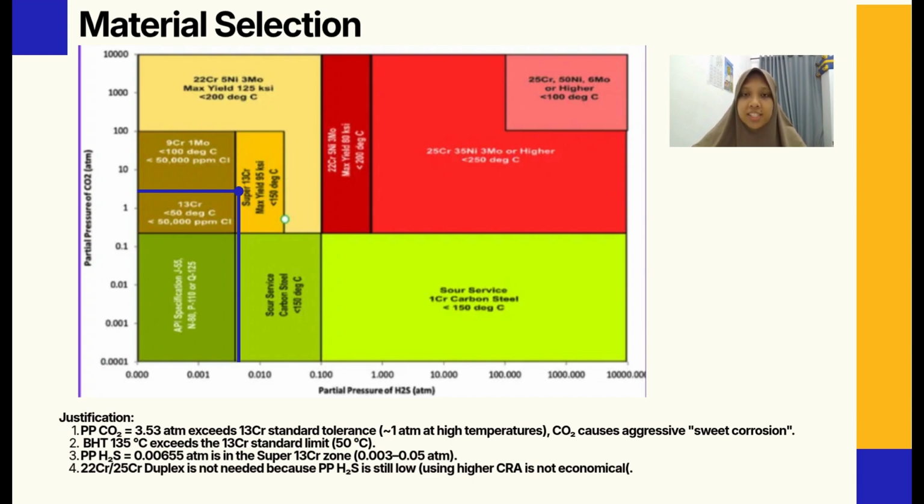Looking at the justification chart here, our well conditions place us squarely in the super 13 CR zone. So we decided against upgrading to higher corrosion resistant alloys because our H2S pressure is still relatively low, which is 0.00655 atm. So using a higher grade material would not be economical or offer any significant technical advantage.